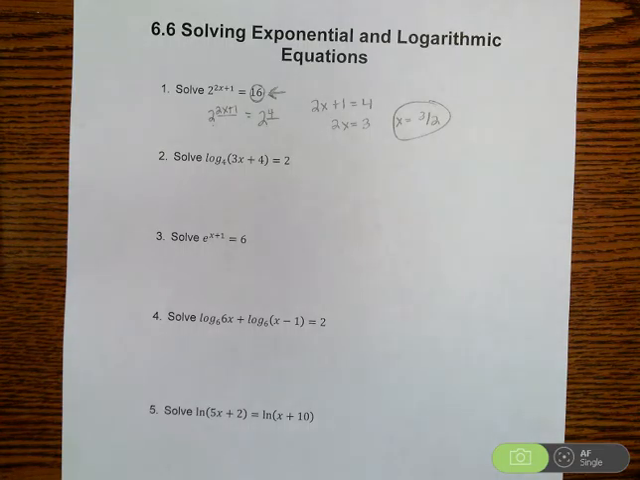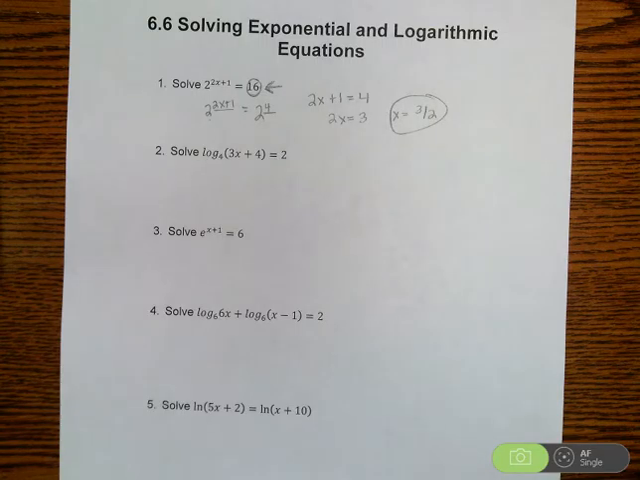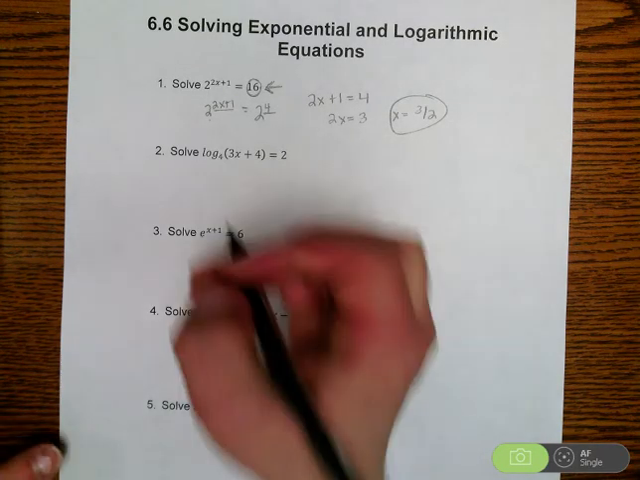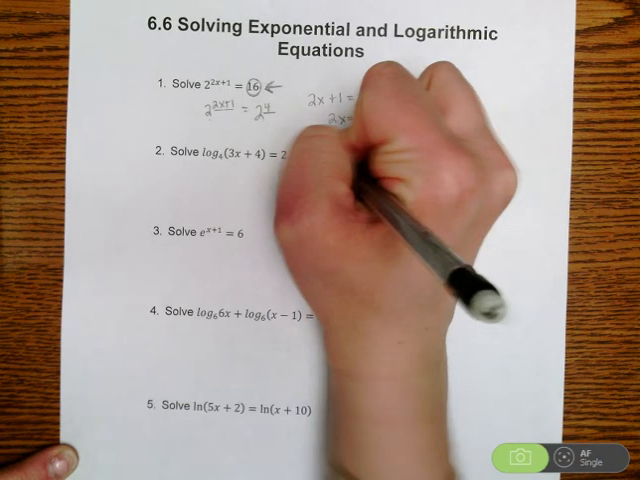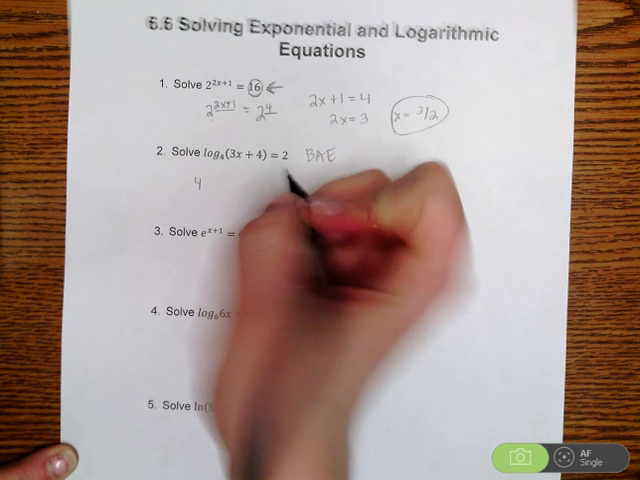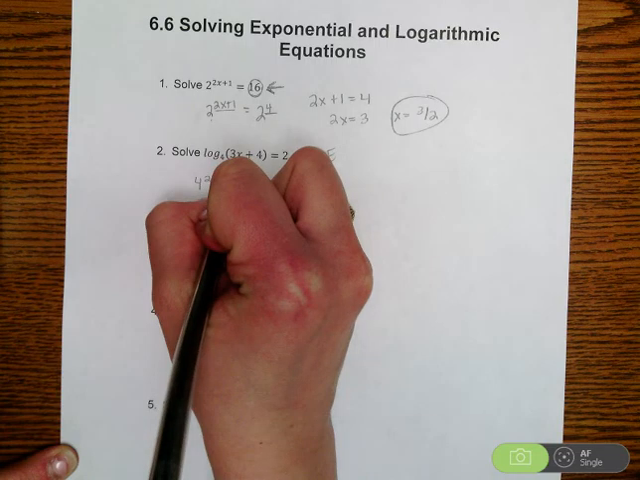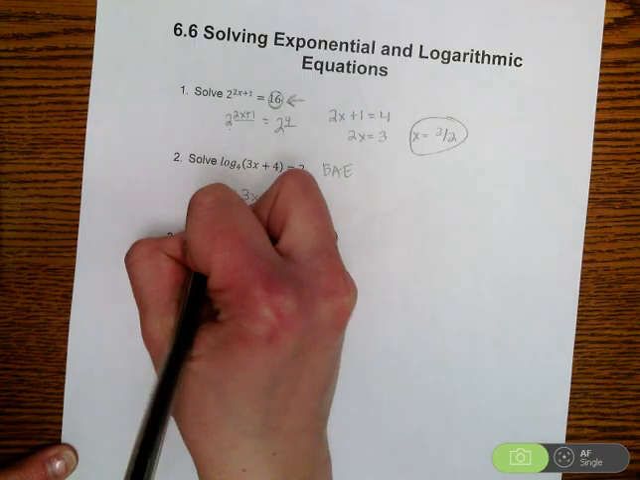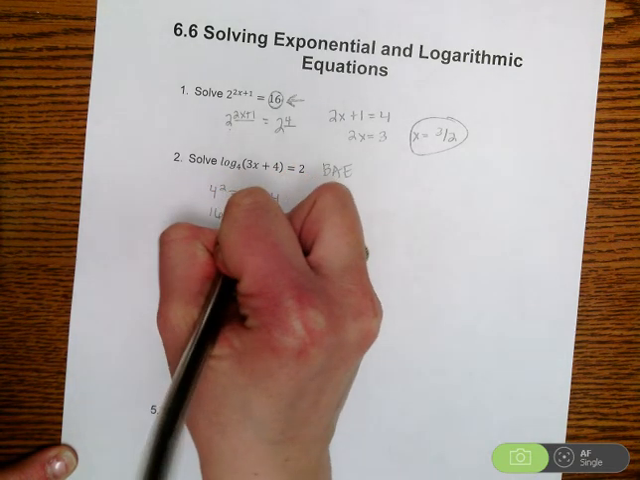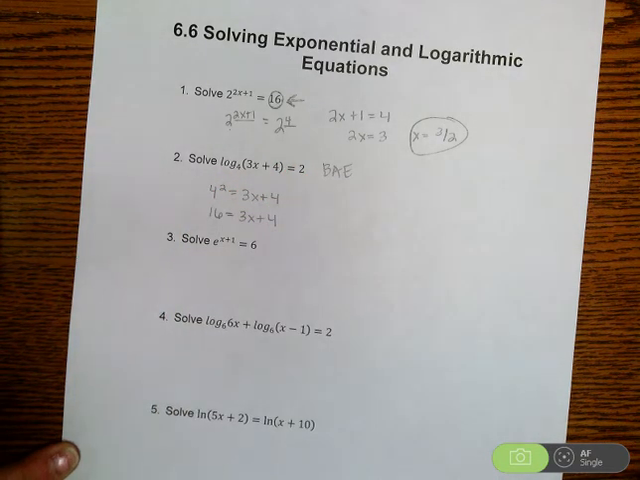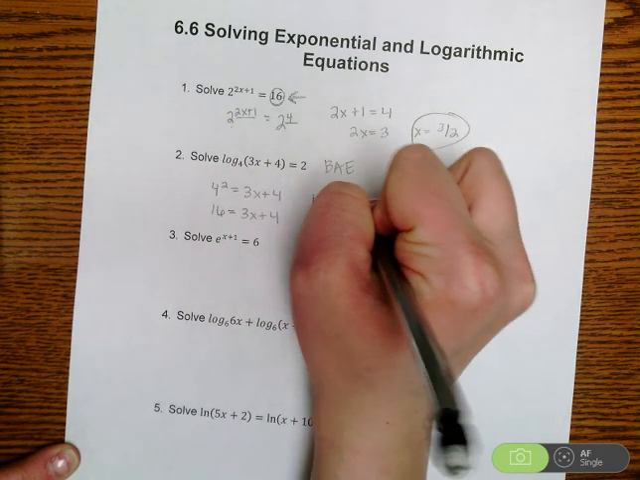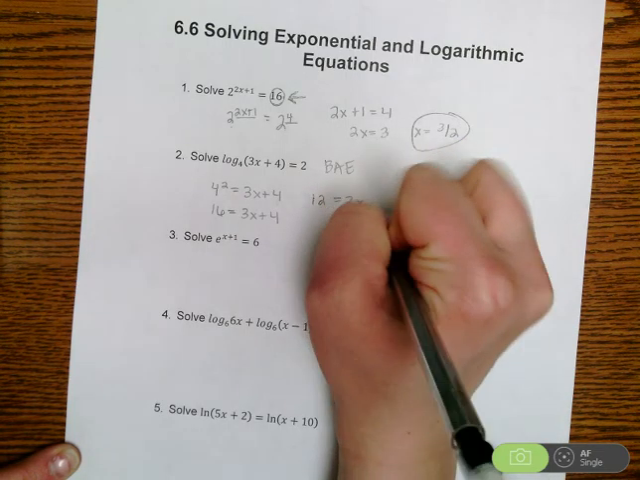Number 2, now we've got a logarithm. If you remember from class, I said when there's one logarithm, change it to an exponential and then solve. So we're going to use our acronym of BAE. Our base goes first, then our answer, and then what's left. 4 squared is 16. Now it's an algebra 1 problem. 16 minus 4 is 12, and 12 divided by 3 is 4.